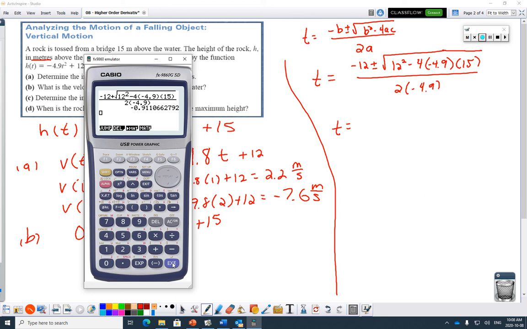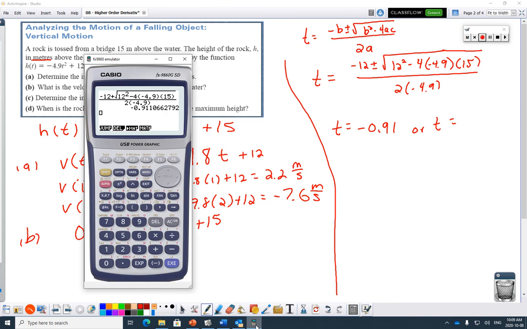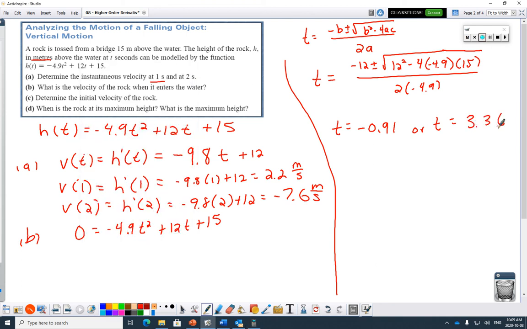Do you get negative 0.91? This thing hits the water at negative 0.91? How can it hit the water? Oh, we'll get back to that. Then I need the same thing, but I need that to be a minus. That's where this calculator is so good. You go up here with your arrows, arrow over and up, delete, subtract, equals. Did you get 3.36? It hits the water at 3.36.